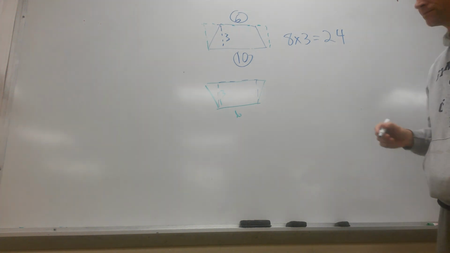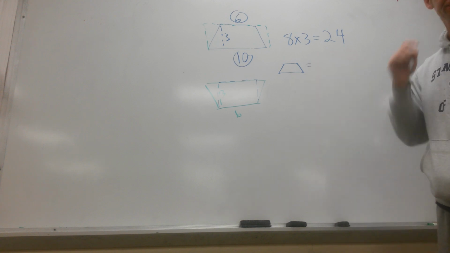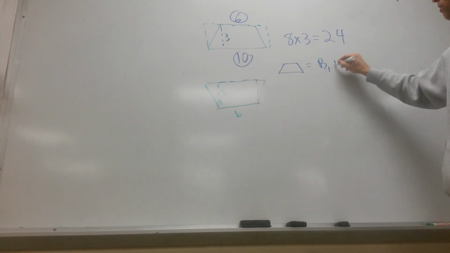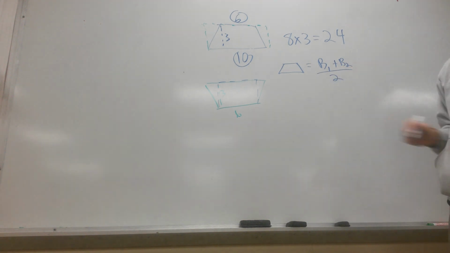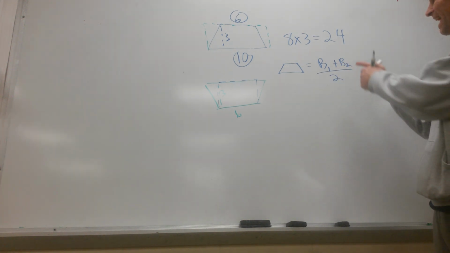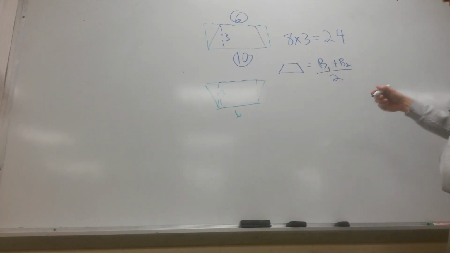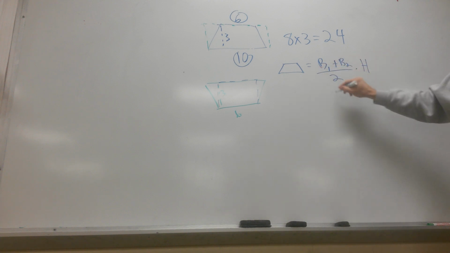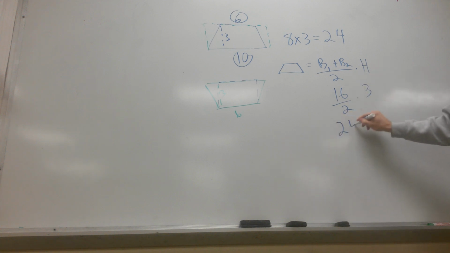Now there is a formula for a trapezoid. The formula for the area of a trapezoid is base 1, meaning like the 10, plus base 2, meaning like the 6, divided by 2. And all that does is find the average of 10 and 6, right? When you add two numbers and divide by 2, you get the average. And then you times by the height. Okay, so it'll be 10 plus 6 is 16, divided by 2, times 3, which of course is 24, which we already knew. Okay, and again, it would be square units.